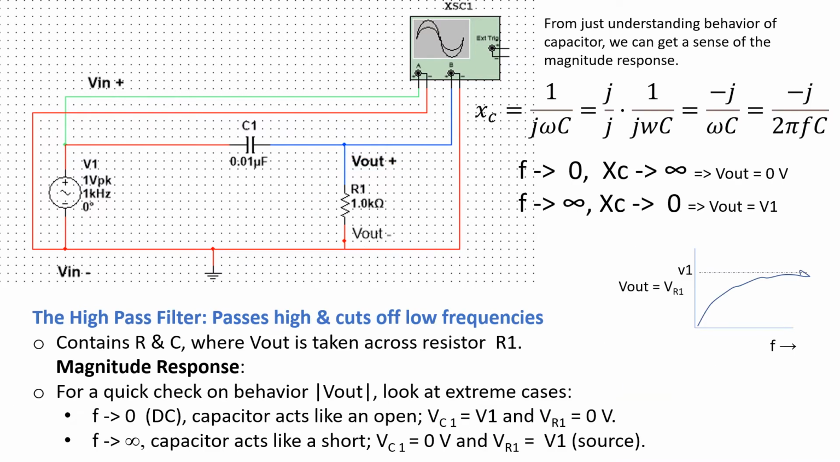We're going to start our analysis by looking at the magnitude of the voltages across the resistor. By thinking about the capacitor's physical behavior at two limiting cases, that is when the frequency is 0 and when the frequency is large or approaching infinity, we can begin to develop some intuition about how the circuit will behave.